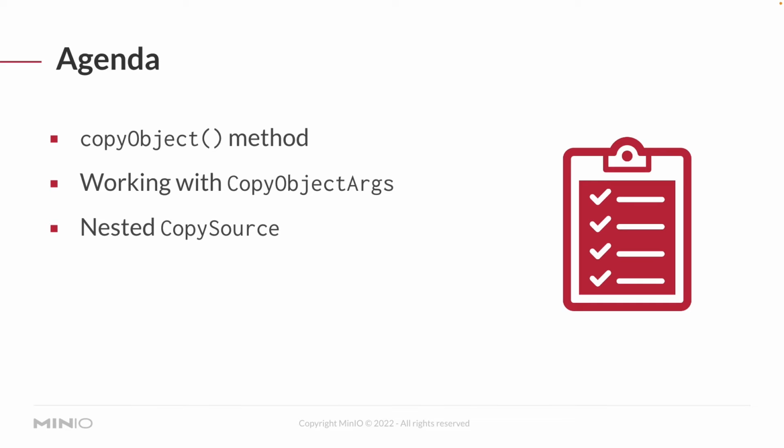So to dive in a little bit on what you're going to see, we're going to be working with the copy object method, and this method takes a copy object args. This is pretty similar to most of the other methods we've seen in most of these how-tos, except that there is also a nested copy source that we're going to use. This is going to be our source object, and then our copy object args will be our destination object. This is all a lot easier if you take a look at the code.